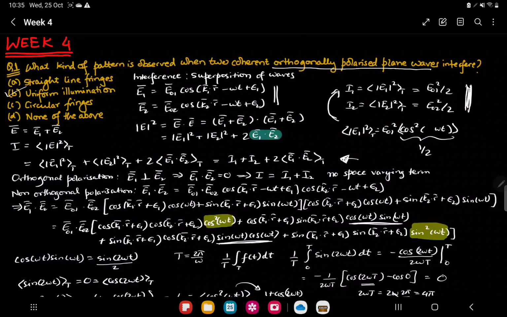What kind of pattern is observed when two coherent orthogonally polarized plane waves interfere? So orthogonally polarized plane waves will never interfere. As a result, you will not see any interference fringes. You would only see uniform illumination.